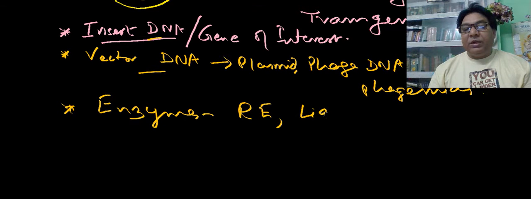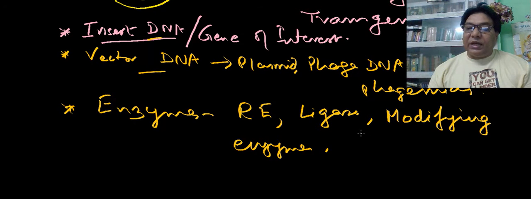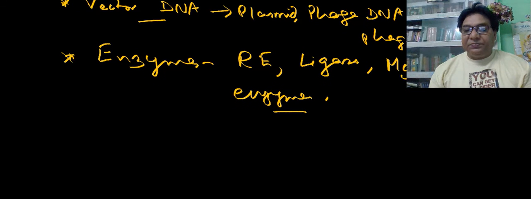Then you need to have ligases with which you ligate the two DNA elements, and then you need different types of modifying enzymes that might involve DNA polymerase, RNA polymerase, Klenow fragment, polynucleotide kinase, and alkaline phosphatase. Many different types of modifying enzymes are required for genetic engineering purposes. That will be discussed in some other class.